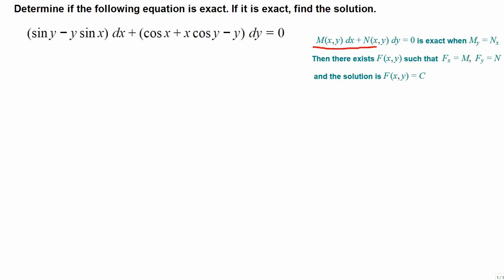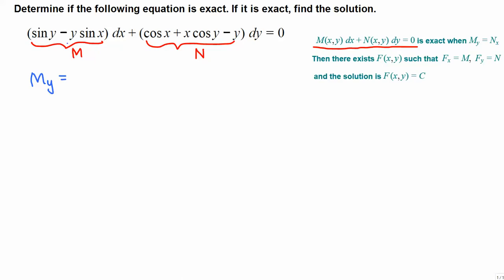M dx plus N dy equals 0, and this is exact if M_y, the partial derivative of M with respect to y, is N_x. So this is M(x,y), a function of x and y, and this is N(x,y). Okay, now we find the partial derivative of M with respect to y.